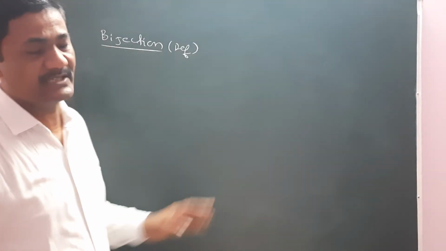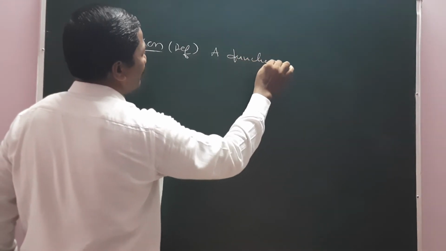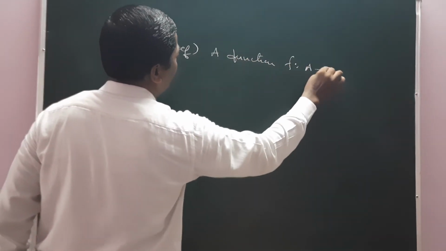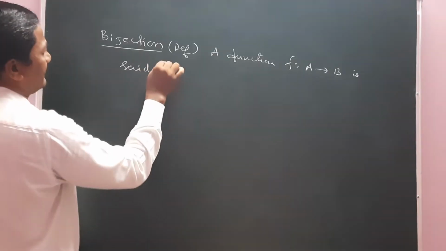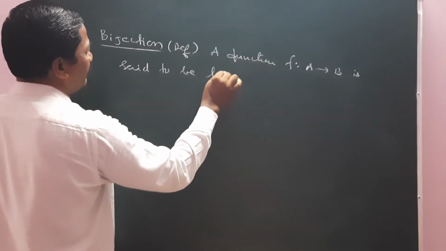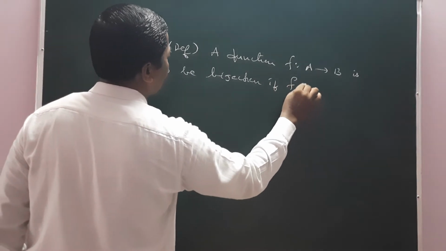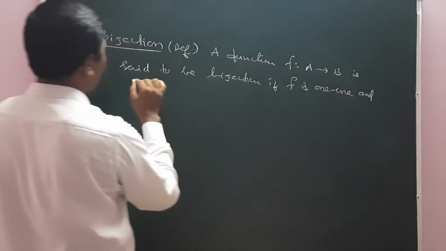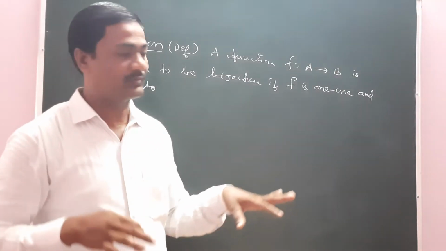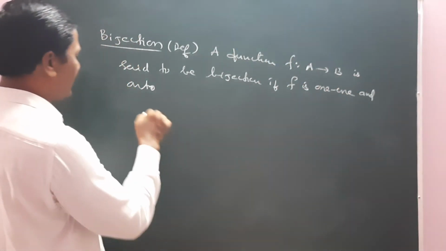Next definition is bijection. A function f from A to B is said to be a bijection if f is 1-1 and onto, that is, injective and surjective. 1-1 and onto, that is called f is a bijection only.